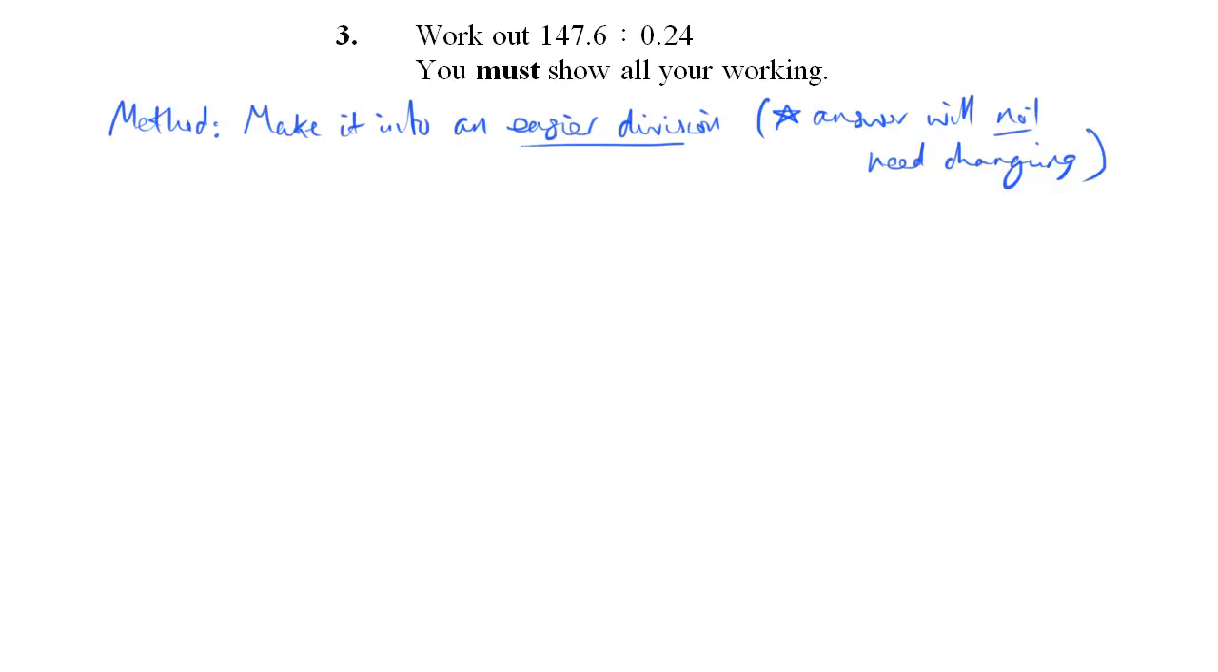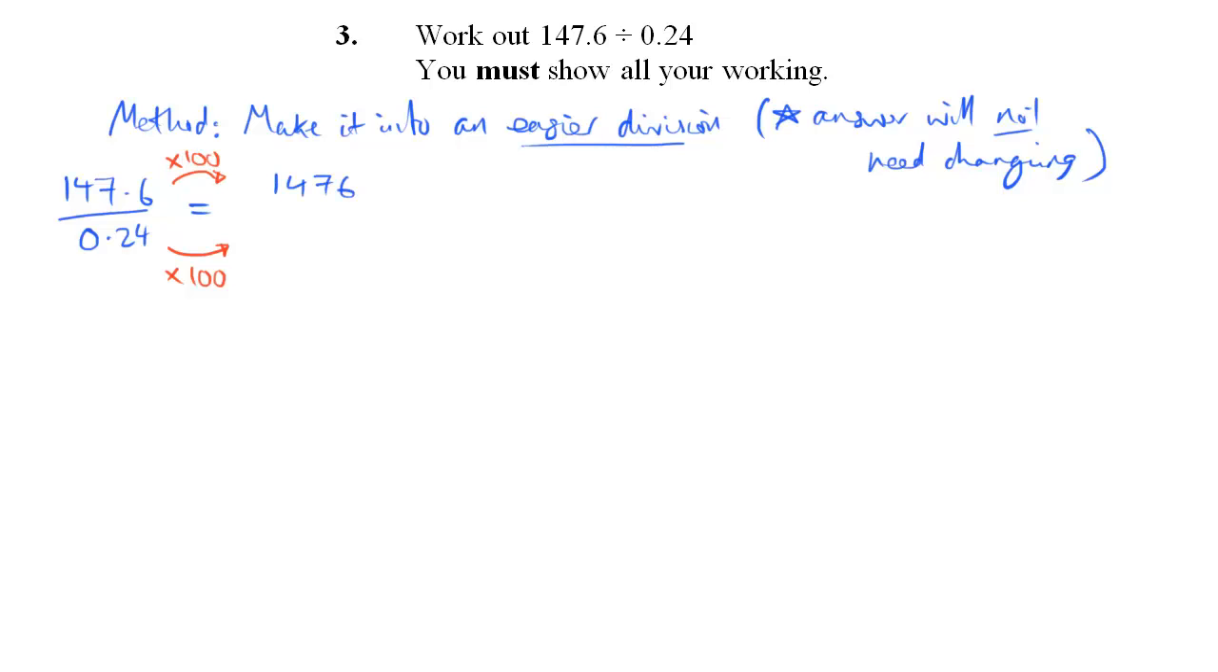So the trick first of all is to think of it as a fraction, okay? A division is basically a fraction, or rather a fraction is a division. So I can write it as 147.6 divided by 0.24. And I'm going to change that. I want to have an integer on the bottom. That'd be much nicer. So if I multiply numerator and denominator by 100, that will achieve this.